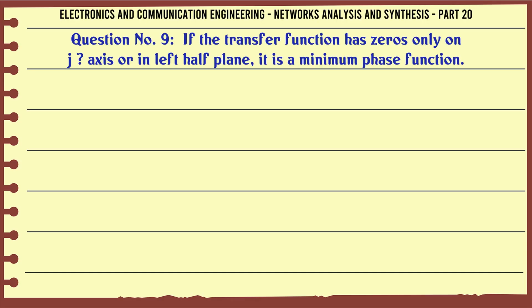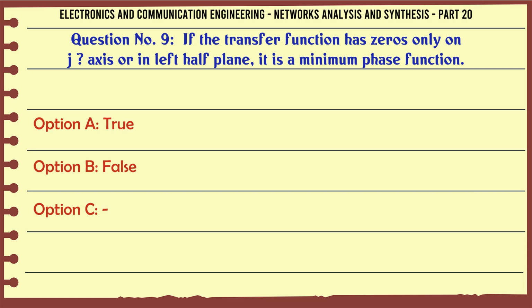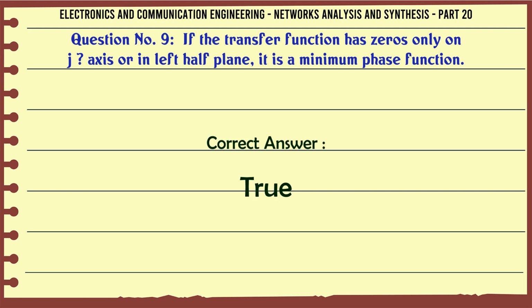If the transfer function has zeros only on the jω-axis or in the left half plane, it is a minimum phase function. A. True, B. False. The correct answer is true.